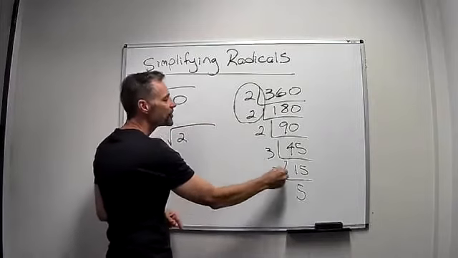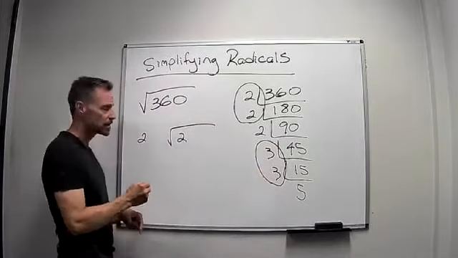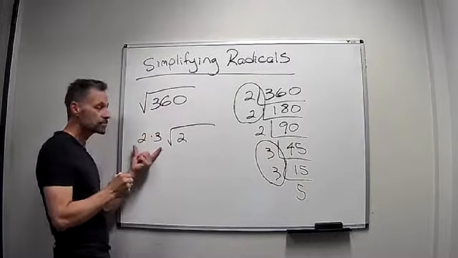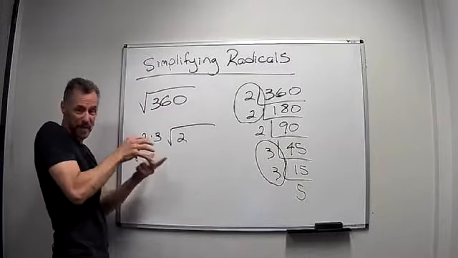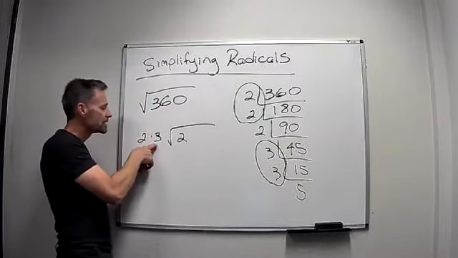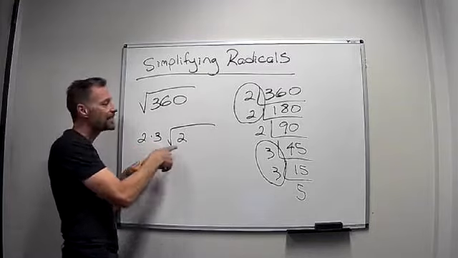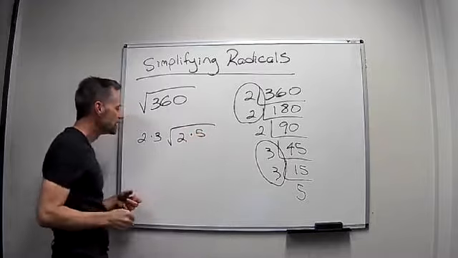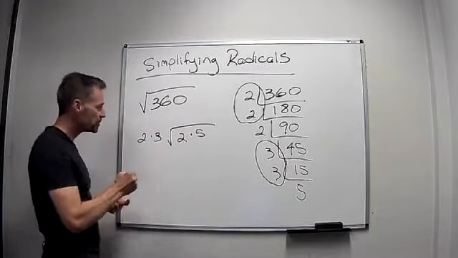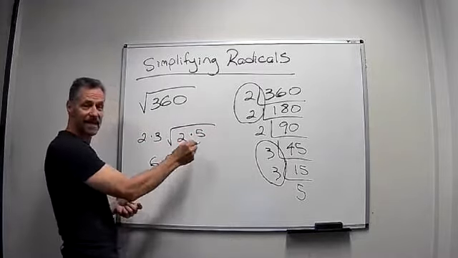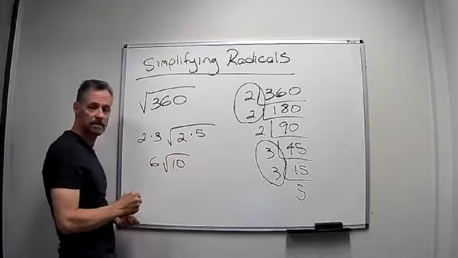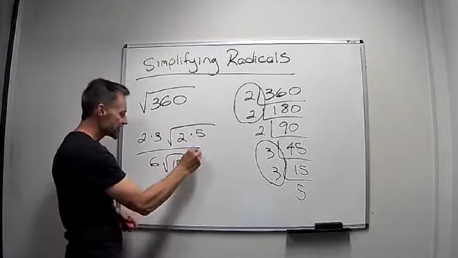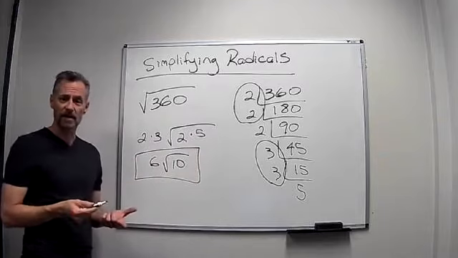But I have a pair of 3's. I have 2 of those. Oh, those can come out. Notice, remember, they just come out as one group. They have to stay together when they come outside. So they come out as a 3. And then I have 1 5. It doesn't have a pair, so it stays inside as well. Anything that came out, you multiply together. Anything inside gets multiplied together. And that's my answer. That's fully simplified.